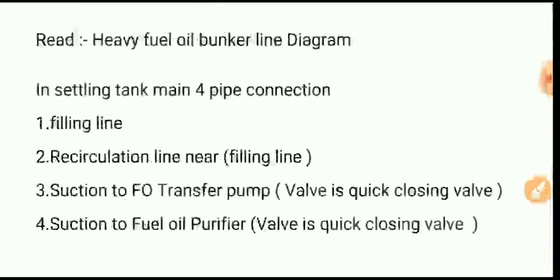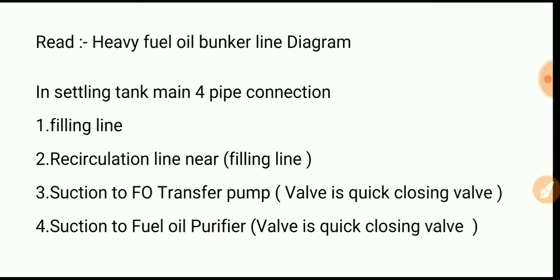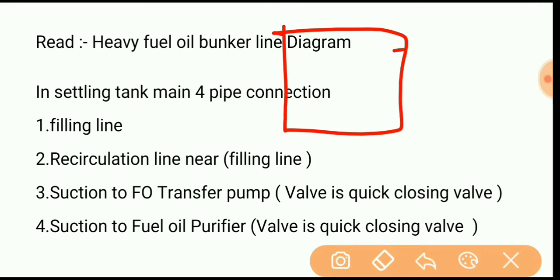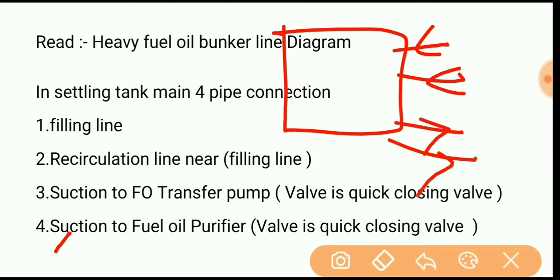Now last I want to say, in the settling tank there are 4 main pipelines. You have to know, if this is the settling tank, one is the filling line, one is the recirculation line. In the purifier there are 3 lines, which I will mention here, and there are 2 lines going out. One goes to the purifier, one goes to the fuel oil transfer pump. Okay, and these 2 valves are tube closing valves which can be controlled remotely from outside the engine room.